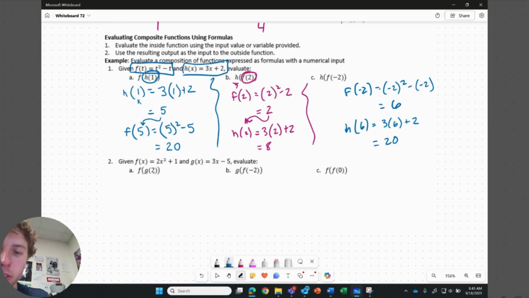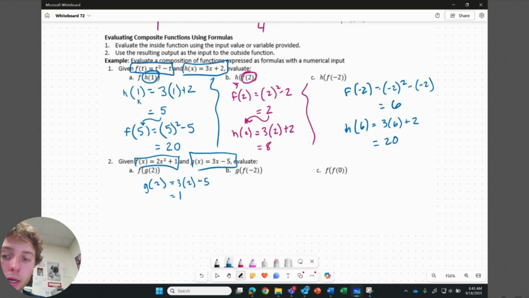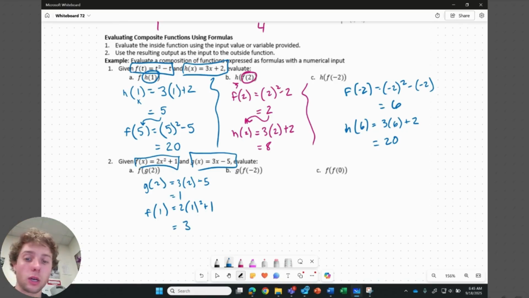Double check for the bottom ones, g of 2. Notice we have 2 new functions now. This looks like it gives us 1. And then I also need f of that value. So 2 times 1 squared plus 1, which gives us a value of 3. Same idea, B and C as well.